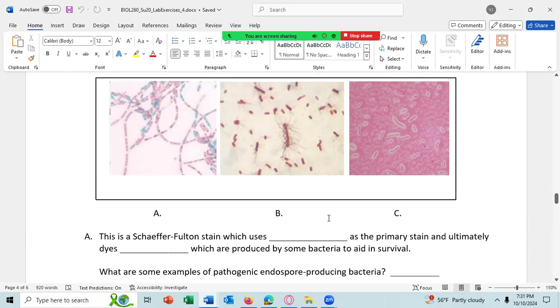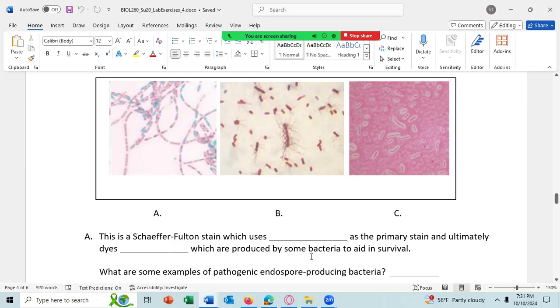primary stain, so name it, and ultimately dyes which cells which are produced by some bacteria to aid in survival. You call it which cell structure as well.